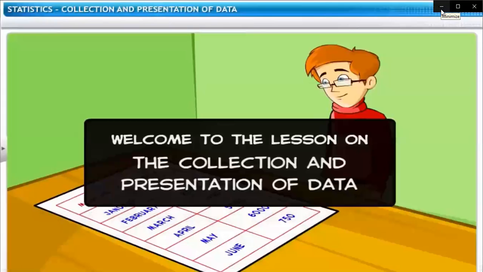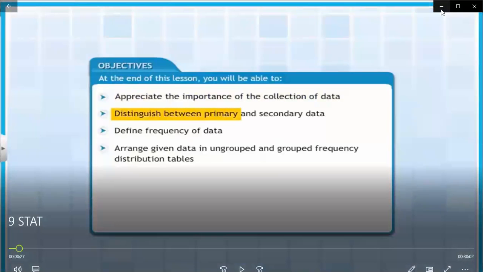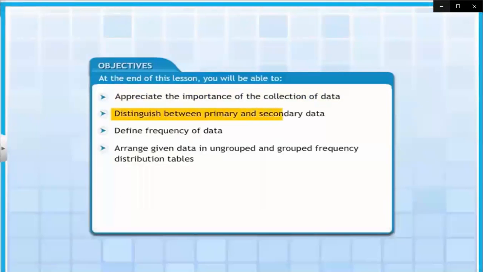So let's continue with the concepts related to the collection and representation of data. Hopefully at the end of this lesson, you will be able to understand the following concepts. The first one is to appreciate the importance of the collection of data, then distinguish between primary and secondary data. Then we'll be able to understand what is the frequency of a data and arrange given data in ungrouped and grouped frequency distribution tables.